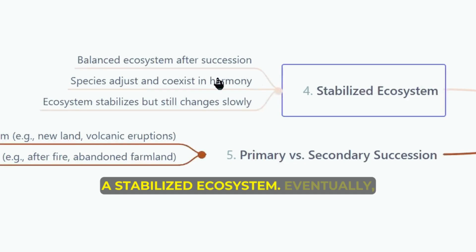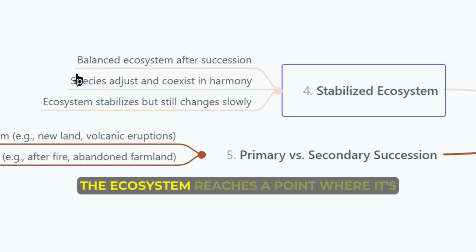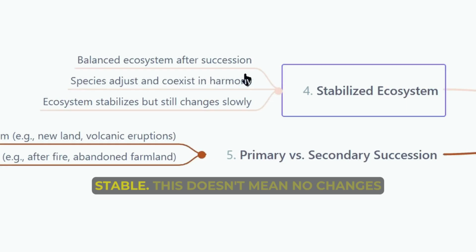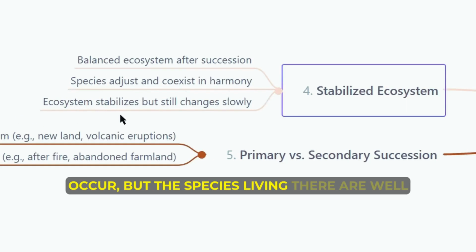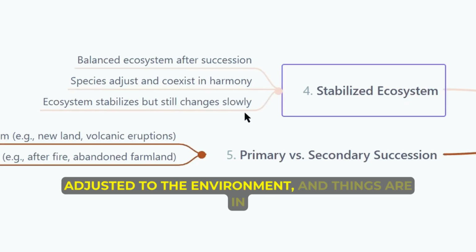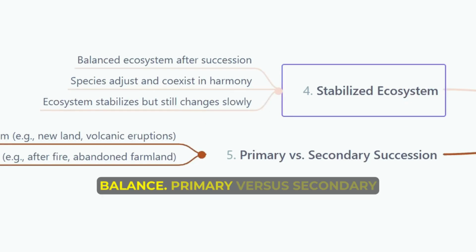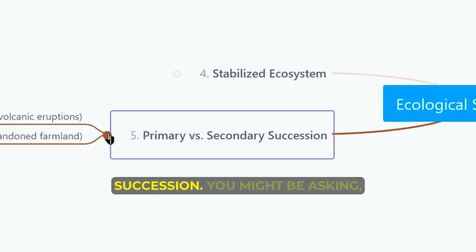A stabilized ecosystem. Eventually, the ecosystem reaches a point where it's stable. This doesn't mean no changes occur, but the species living there are well adjusted to the environment and things are in balance.